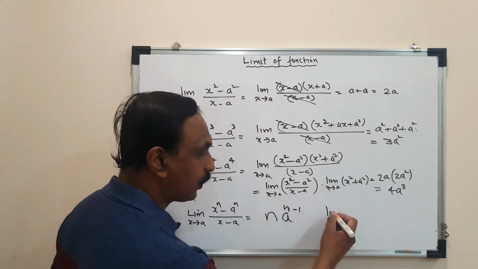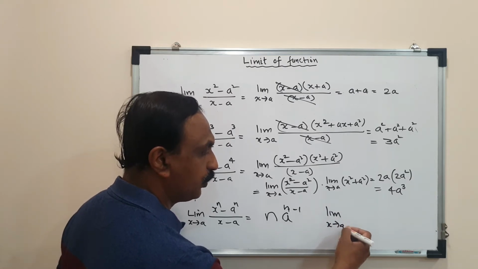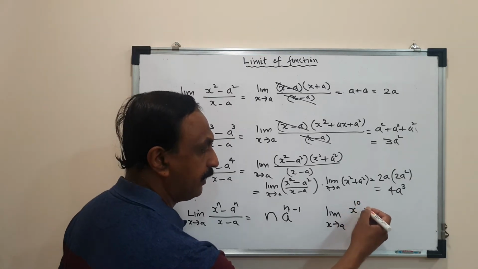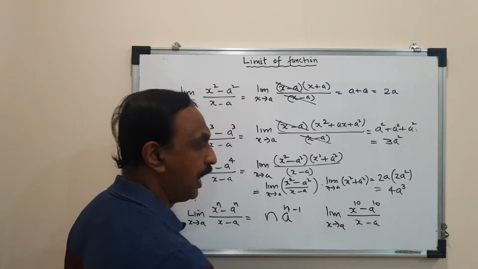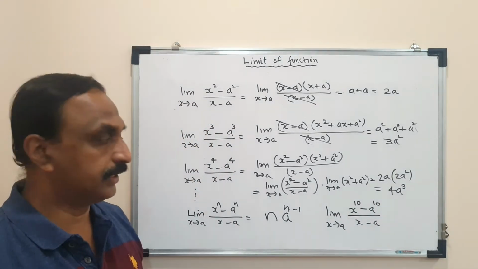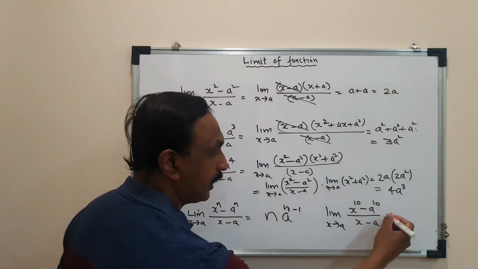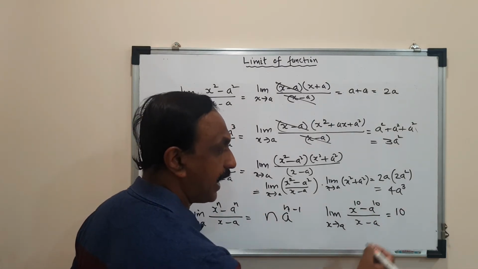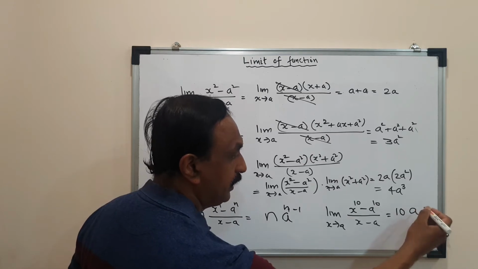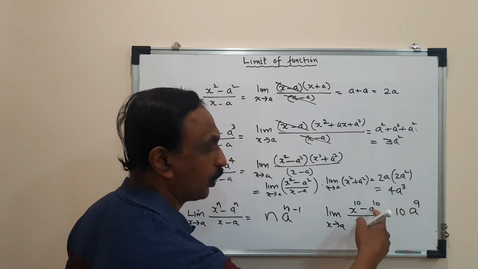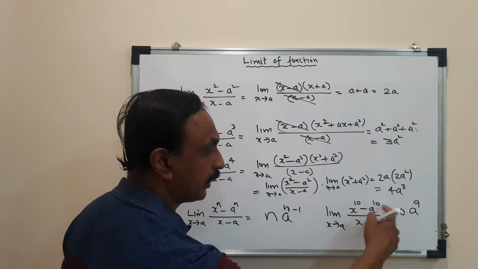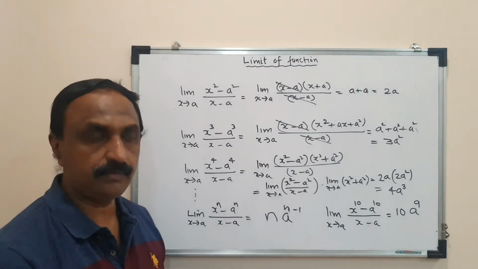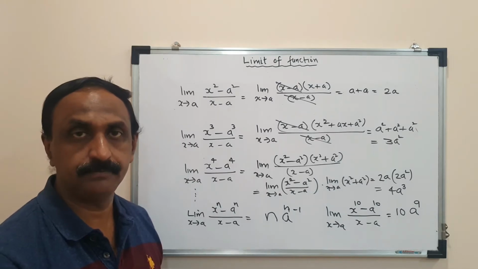So if I want to calculate limit x tending to a, x to the power 10 minus a to the power 10 upon x minus a, I need not find all this common factor. Directly I can apply this formula and write the answer as 10 times a to the power 1 less, 9. Original power 10, it becomes 9. So the power will start, and then reduce the power by 1. This is how you can apply this formula.